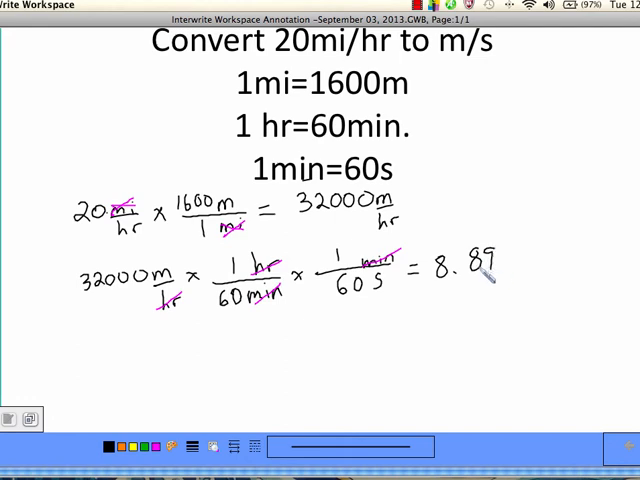Now if you're wondering what the units should be, take a look at all the units that are not canceled out. For example, up in the numerator we have meters, and in the denominator we have seconds. So there you have it. The final answer is 8.89 meters per second.